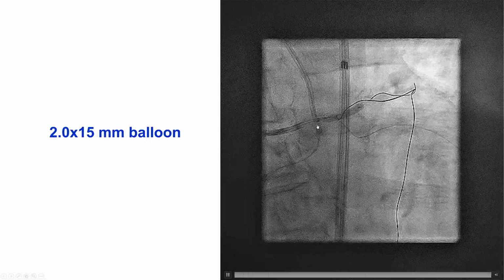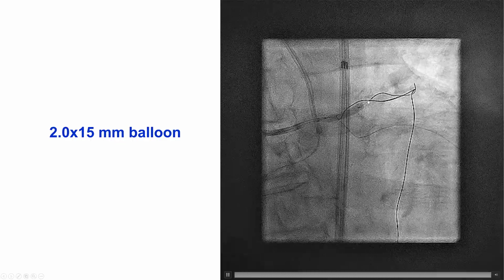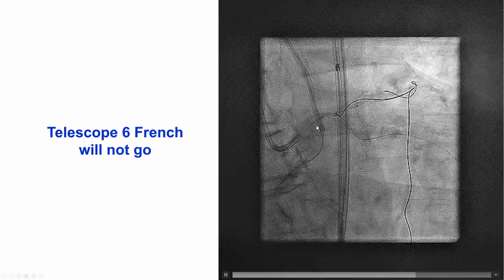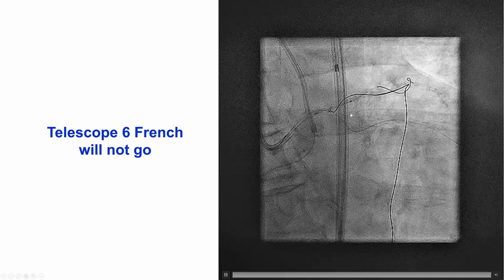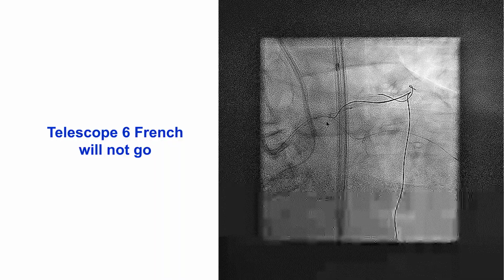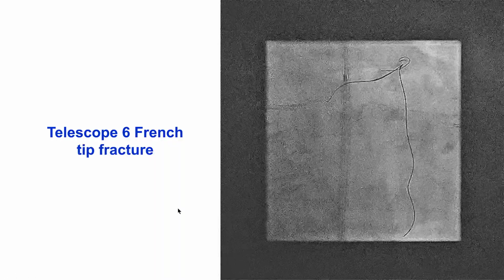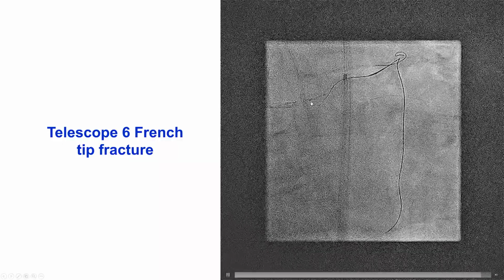We were trying to get an antegrade guide extension, a 6 French telescope, a little further in so we can do guide extension reverse CART, but we had a very hard time to do so. We were unable to advance it in because of the significant calcification, despite multiple predilatations. And eventually, during those attempts, we noticed that the tip of the telescope, the guide extension, was actually not moving when we were trying to move it.